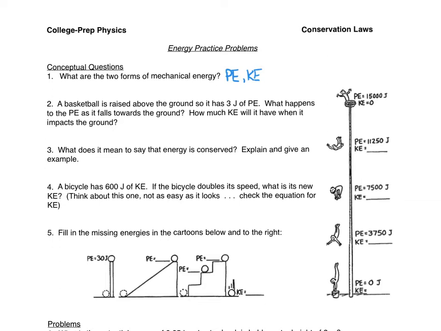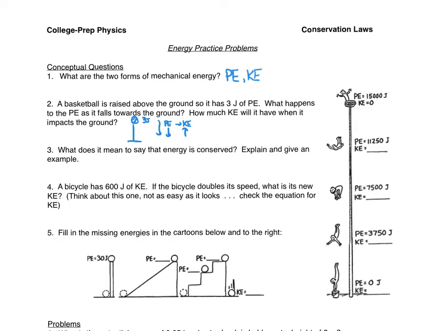So if we have our basketball right here, as it's sitting at that height above the ground, it's got 3 joules of potential energy. As it falls, that PE will be transformed into kinetic energy. The PE will go down while the kinetic energy will go up. And how much kinetic energy will it have when it impacts the ground?